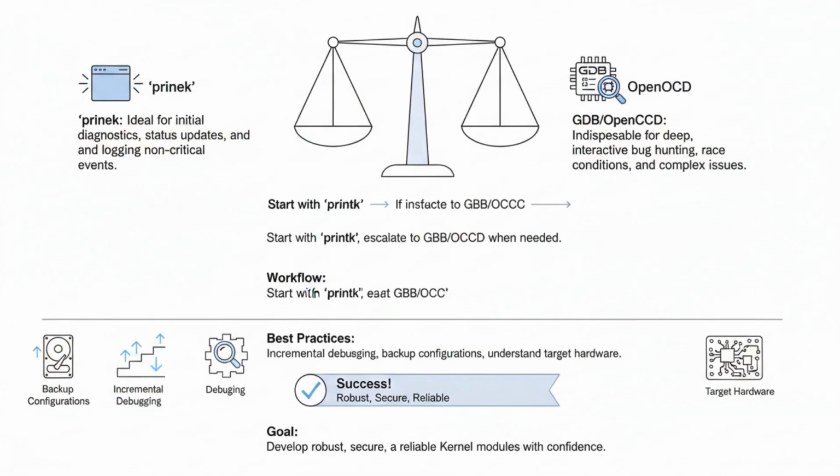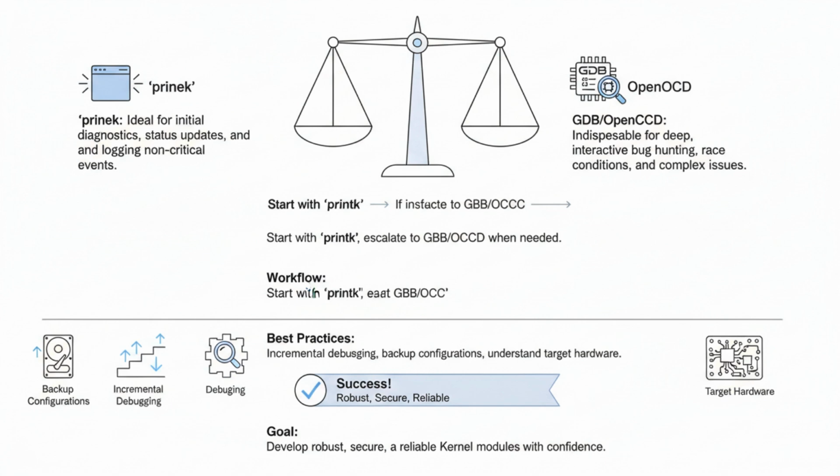In conclusion, effectively debugging kernel modules requires a strategic blend of both printk and remote GDB/OpenOCD techniques. Printk remains an excellent choice for initial diagnostics, simple status updates, and logging non-critical events due to its low overhead and ease of use. However, when faced with intricate bugs, race conditions, or hard-to-reproduce issues that demand interactive investigation, remote GDB and OpenOCD become indispensable.